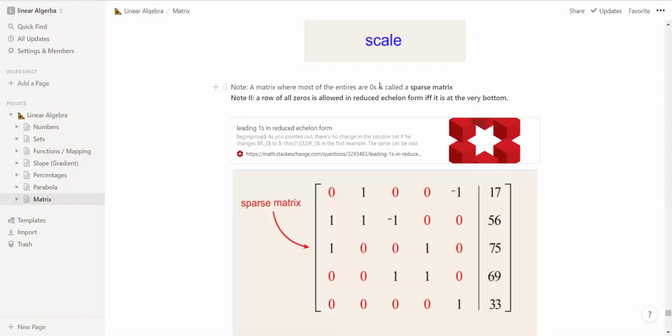Now, there's something else to note. A matrix where most of its entries are zeros, not all of its entries but most of them, is called a sparse matrix.